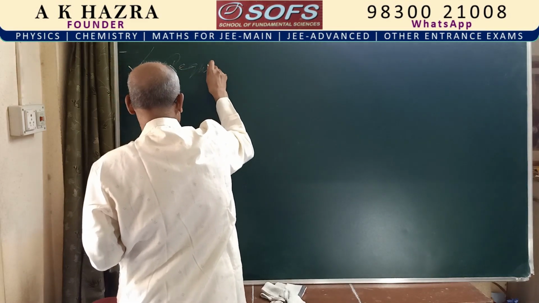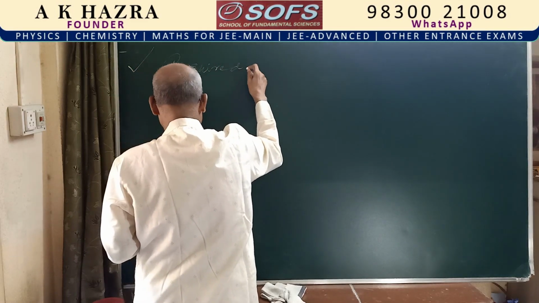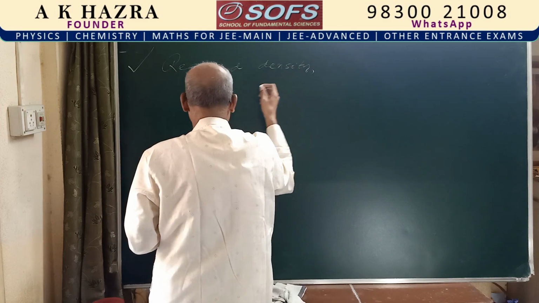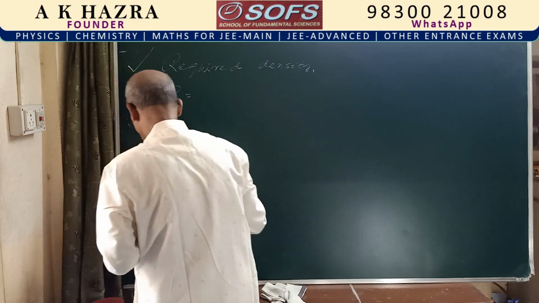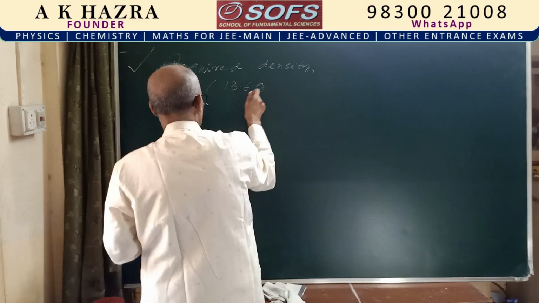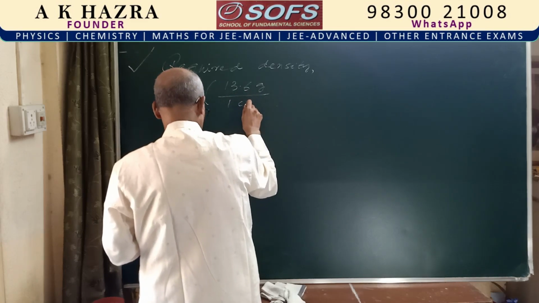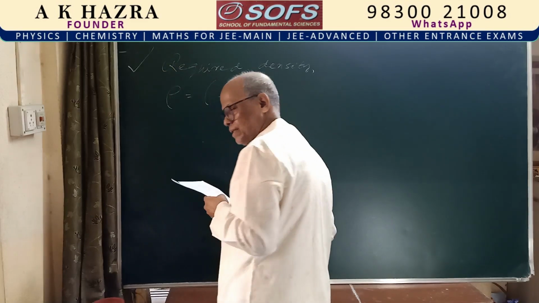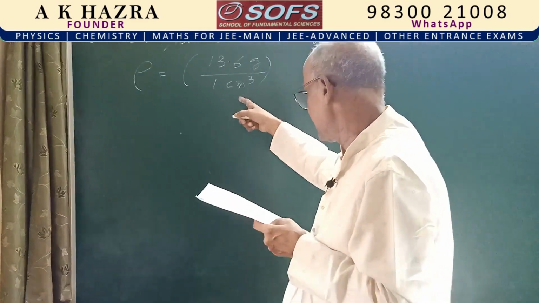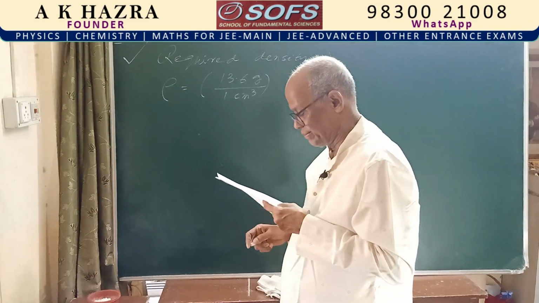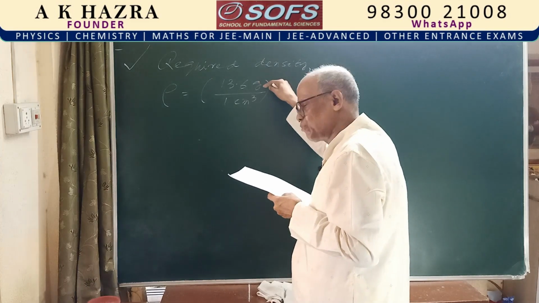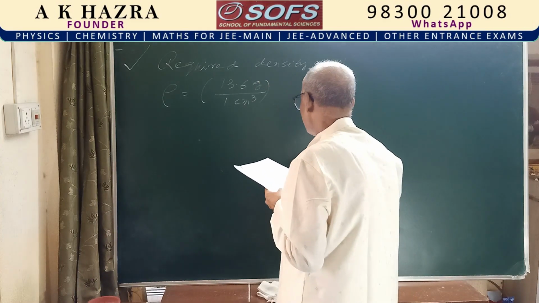Required: density. Rho equals what is given: 13.6 gram by 1 cubic centimeter. Density of mercury is given as 13.6 gram per cubic centimeter. So 13.6 gram by 1 cubic centimeter. Now we need kg per cubic meter. So gram is to be converted to kg. What is the conversion factor?